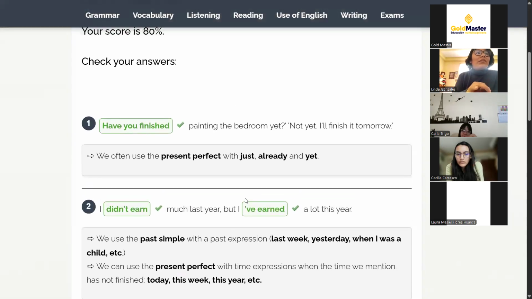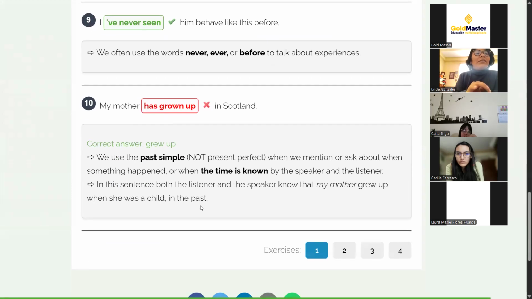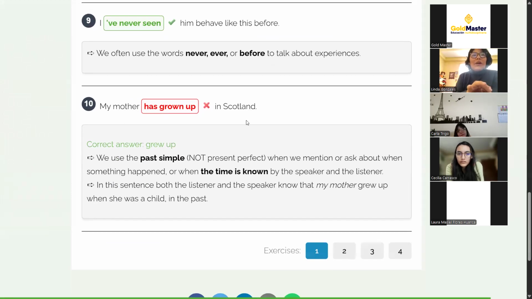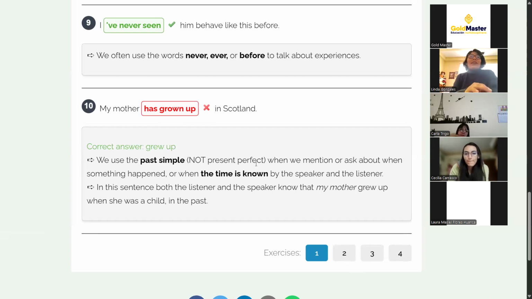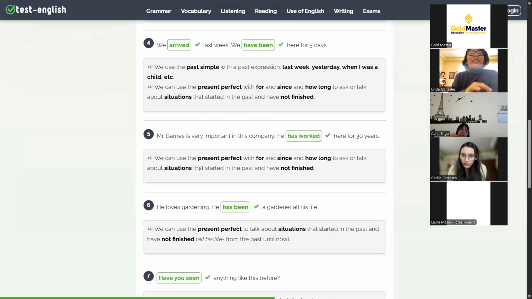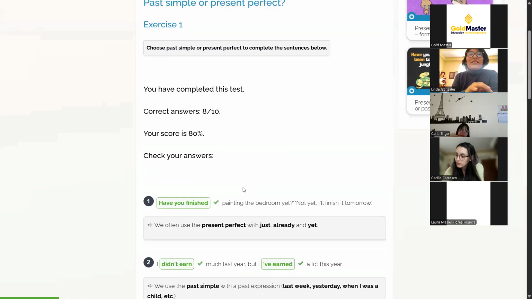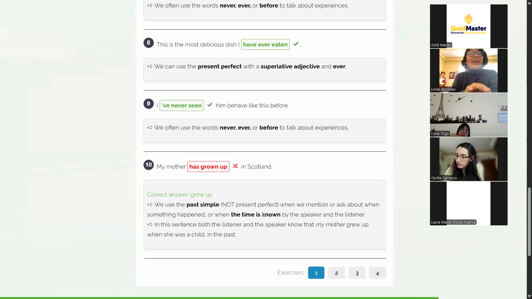Okay? And the last one, number 10, everything is clear here. My mother grew up in Scotland. Why? Past simple, we use in this case when we mention different things that happen and finish in the past. When we talk about grew up, that is a verb that means that a person has grown up in a certain place, not grown physically, we refer to the time that this person grew up in this place. Okay? So yeah, that will be all. There are some words that it is important to consider when we talk about time expressions. But anyways, we did almost all great.